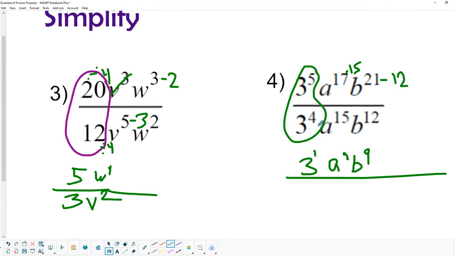And then as we did this, we ended up with 1 times 1 on the bottom, because each of these went to an exponent of 0, which is just 1. So this became 1, and this became 1 when we subtracted the exponent off. So we can simplify that off, so our final answer is just 3 to the first, a to the second, I'll write that more clearly, and b to the ninth. And they're quite easy to do.